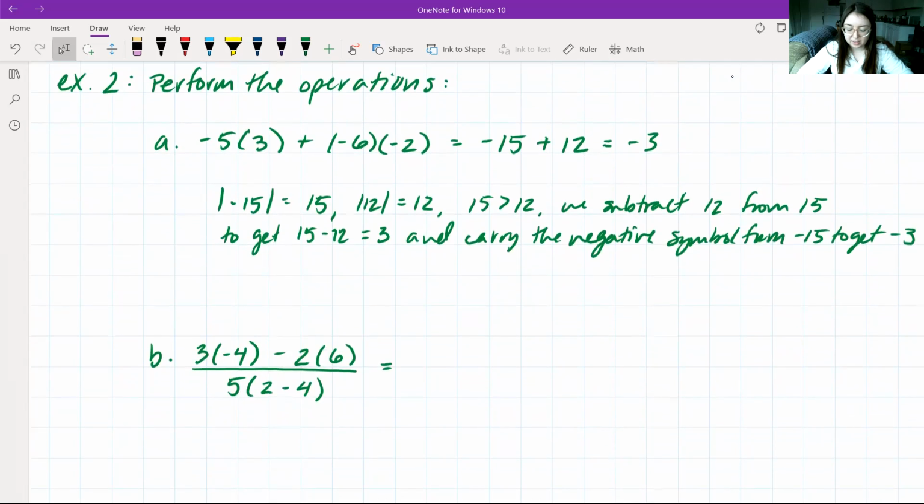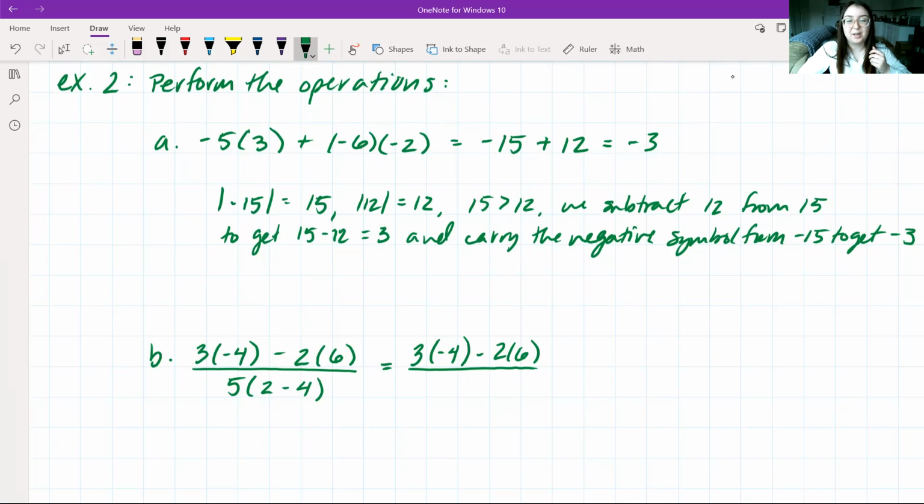For part B, we have 3 times -4 minus 2 times 6, all divided by 5 times 2 minus 4. So our 2 minus 4 is a grouped symbol, or it's in our grouping symbol, so we want to solve for that first. So we're going to leave our numerator alone. We're going to have 3 times -4 minus 2 times 6. And now in our denominator here, we have 5 times 2 minus 4. And remember, 2 minus 4 is the same thing as saying 2 plus -4.